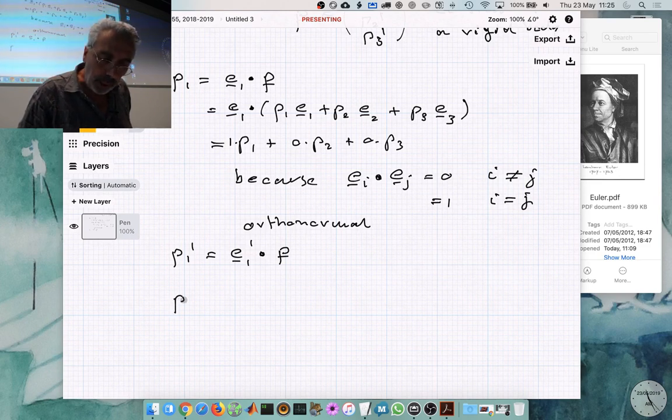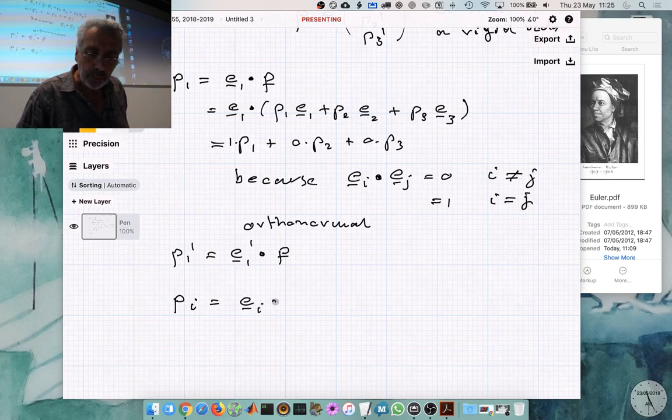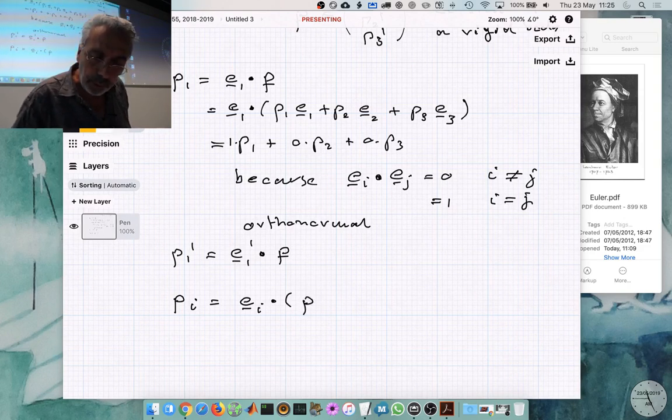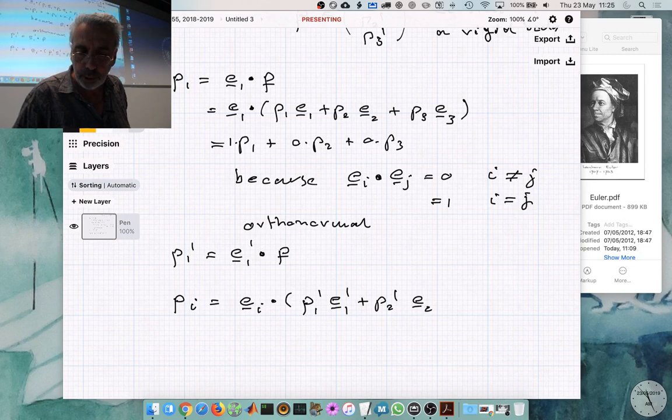I want to know a Pi vector, a Pi component, meaning I'm going to multiply with Ei, but for the representation of the vector, I'm not taking the one in the inertial frame, but I'm taking the one in the other frame. So I write it as P1 prime E1 prime plus P2 prime E2 prime plus P3 prime E3 prime.